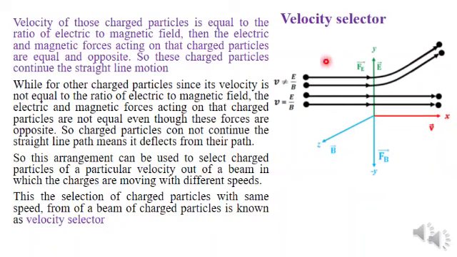Velocity selector. Consider a region where electric field acts along the y-axis and magnetic field acts along the z-axis as shown in the figure. Now, a beam of charged particles having different speeds is moving into this region along the x-axis.